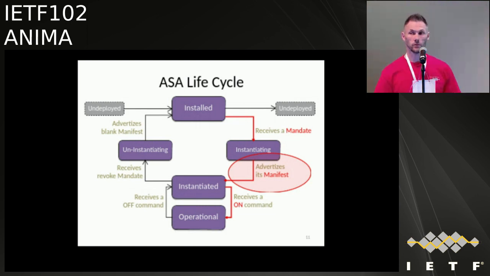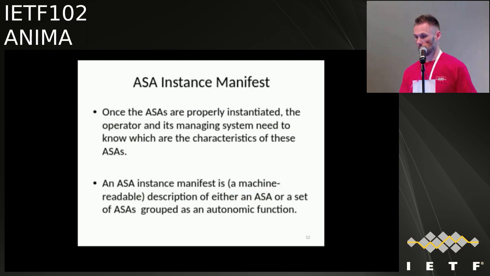So now you reach the stage where you are instantiating the different autonomic functions over the network, and you can have the autonomic functions, when they are deployed, give feedback to the NOC or to the operator or to the management system about their actual configuration when they have been deployed. So this is the manifest. Next slide. So this is the instance manifest. So we have the mandate.